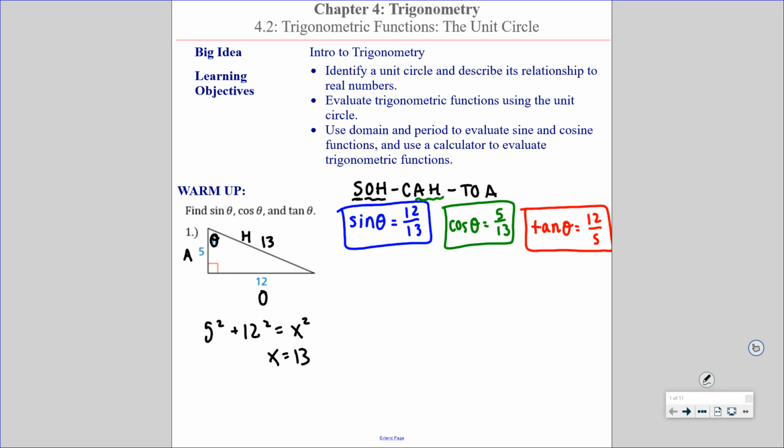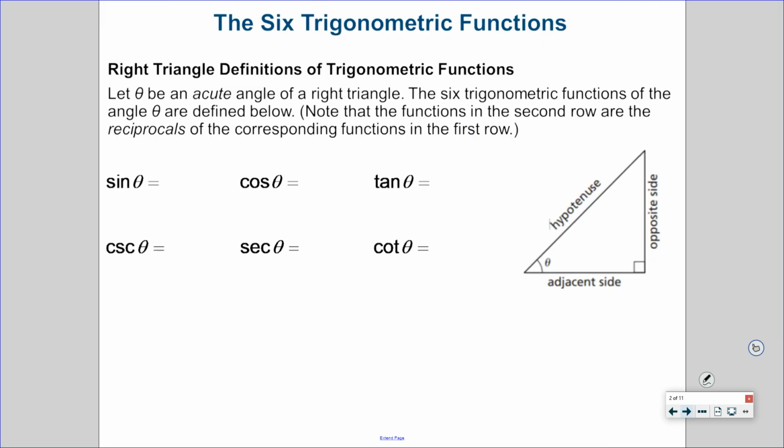But here's why we're going to look at it now. I'm going to introduce you to 3 new trig functions, because if you think about this, we have a ratio of opposite to hypotenuse, but do we have a ratio of hypotenuse to the opposite side? Yes, it's sine's reciprocal. Okay, so let's go through.